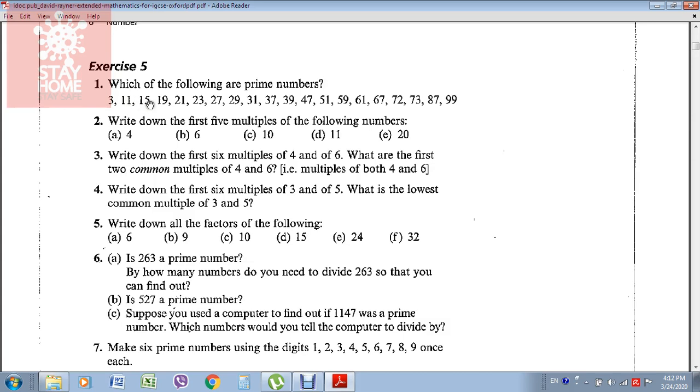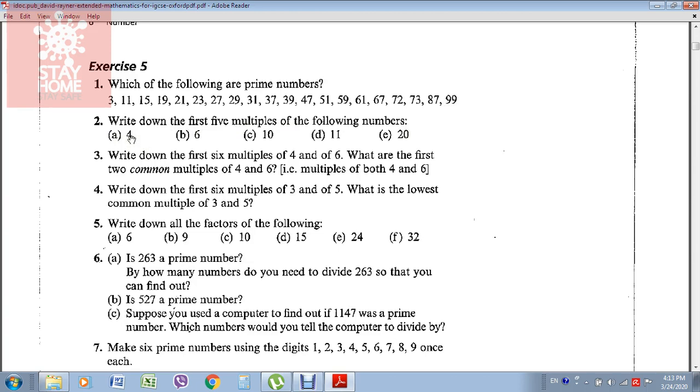11 prime number. 15 not prime number. 19 prime number. 21 not. 23 yes. 27 no. 29 yes. 31 yes. 37 yes. 39 no. 47 yes. 51 yes. 59 yes. 61 yes. 67 yes. 72 no. 73 yes. And 87 yes. 99 no.